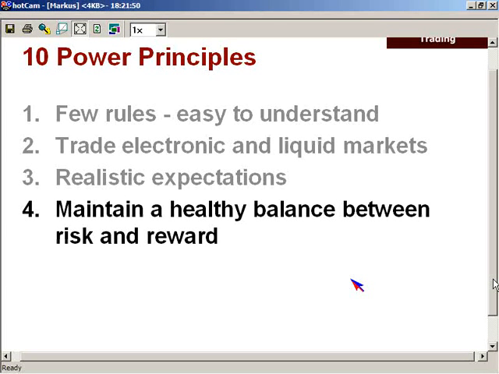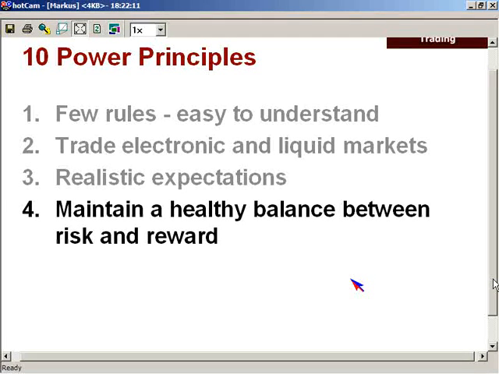Number 4, maintain a healthy balance between risk and reward. Right now, take a look at your profit target and your stop loss. You want to make sure that first of all, your profit target is larger than your stop loss, because if this is the case, you will even make money if you have a winning percentage of only 50%.